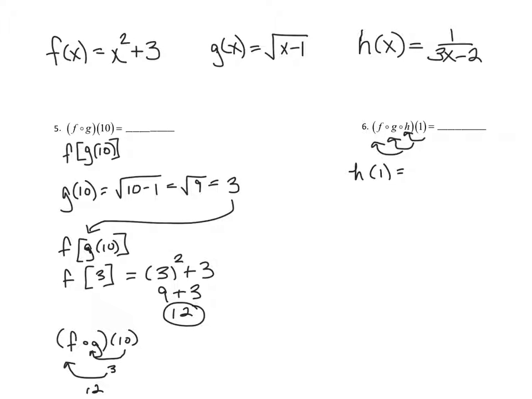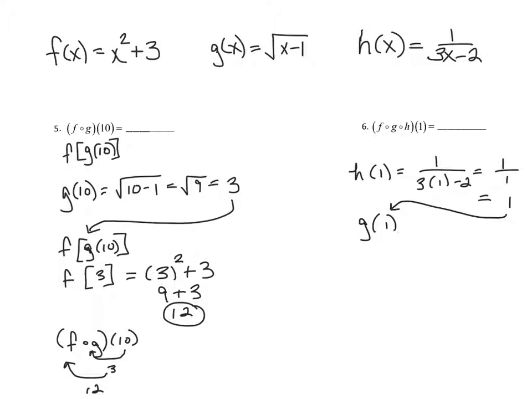Okay, so h, as we know, is 1 over 3x minus 2, but I'm plugging in 1 for x. That gives me 1 over 3 minus 2 is 1, so we get the number 1. All right, so we got 1. Now we're going to take 1 and we're going to plug it into g. Okay, so g of 1, let's go back and get the function g, which is the square root of x minus 1. Let's plug 1 in for x, so that would give you the square root of 1 minus 1, which is 0.